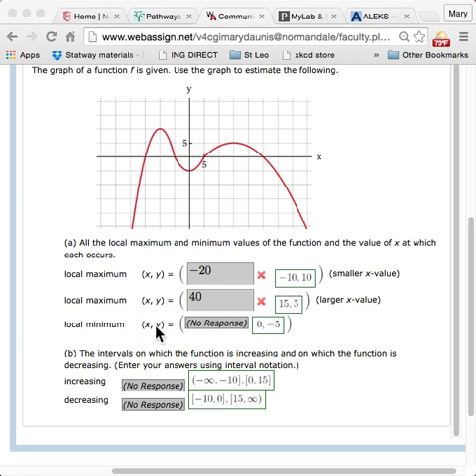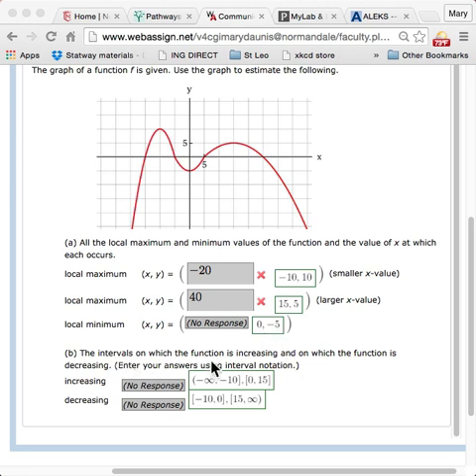Finally, local minimum, you're going to find a low point. So here's a low point that locally is lower than any other point around it. And what are the x values? Well, the x value here is approximately 0, and the y value looks like about -5. So the final ordered pair is 0, -5.